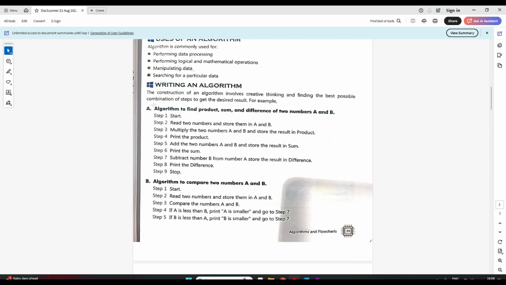So in this example, it's an algorithm to find the product, sum and difference of two numbers a and b. So my input here will be a and b because those are the two numbers, and my output, what do I have to find? I have to find the product, sum and difference. So these three are my output and input is my a and b, right?